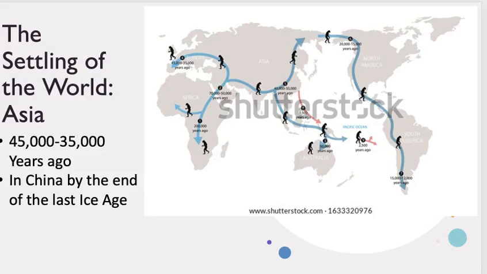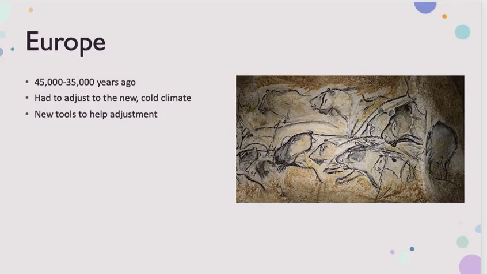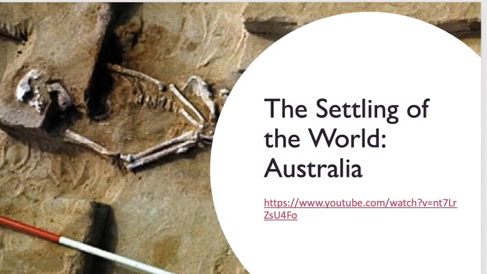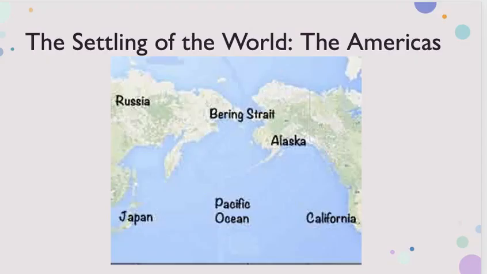So for example, when we looked at Asia, we see they're creating new different types of tools. We see the same thing in Europe, and we also start to see these cave paintings. As far as settling the world in Australia, we have an example of this burial. These are very human behaviors. When we see the Americas, people spreading much more quickly, we can assume that there was a strong degree of communication to organize these movements of people.